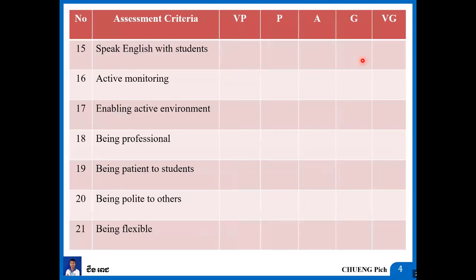Right, so good. Let's move to the last 7 criteria of the teacher evaluation. The first one of this chart is number 15, speak English with students. Like I said, this is for teachers of English only, but the others could be applied to general teachers as well. But for this case, it mostly refers to teachers of English. So teachers of English have to speak English to the students.